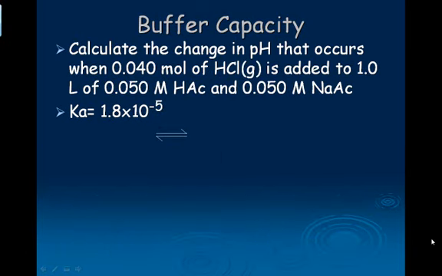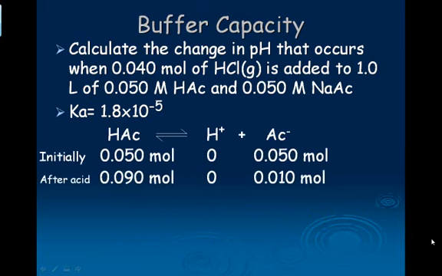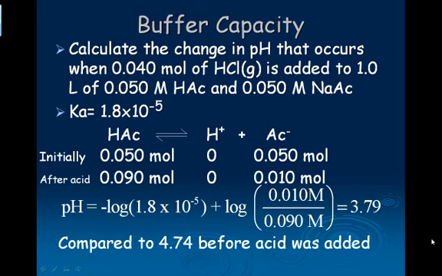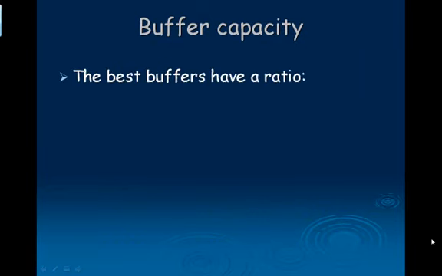Now, if we take a less concentrated buffer, the same buffer of acetic acid and sodium acetate, but 0.05 M, and we add our acid to this solution, we get a pH of 3.79. Again, this is compared to the 4.74. So the 5 molar buffer is much more able to absorb the acid than the 0.05 M buffer. Again, the more concentrated the buffer is, the better it's able to absorb acids and bases.